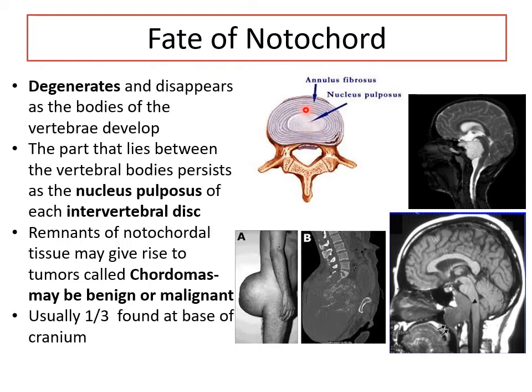But like any embryonic tissue, if it persists, it can form embryonic tumors, and these are known as chordomas. The most common site is usually at the base of the skull, here or here in the second picture. And in the third picture, marked A and B, you can see a big mass attached to the spine, but it's lower down.